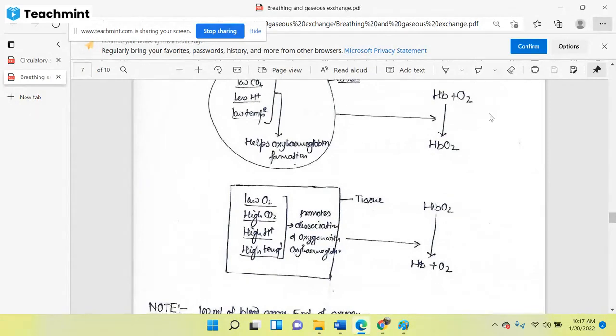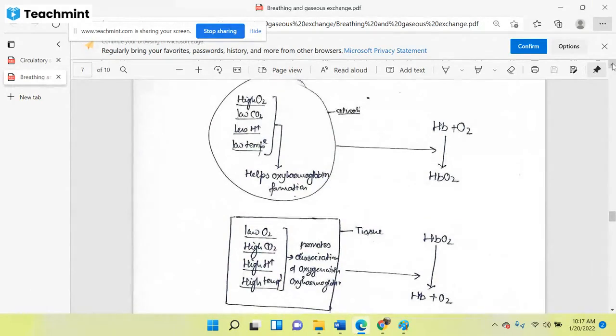I told you that the tissue condition or the cell condition regulates the binding and unbinding of oxygen with the hemoglobin. Here in alveoli, this hemoglobin has to capture the oxygen so that it can transport it, because around 97% of the oxygen is transported by hemoglobin. So this binding is very necessary, and this binding takes place in alveoli in certain conditions.